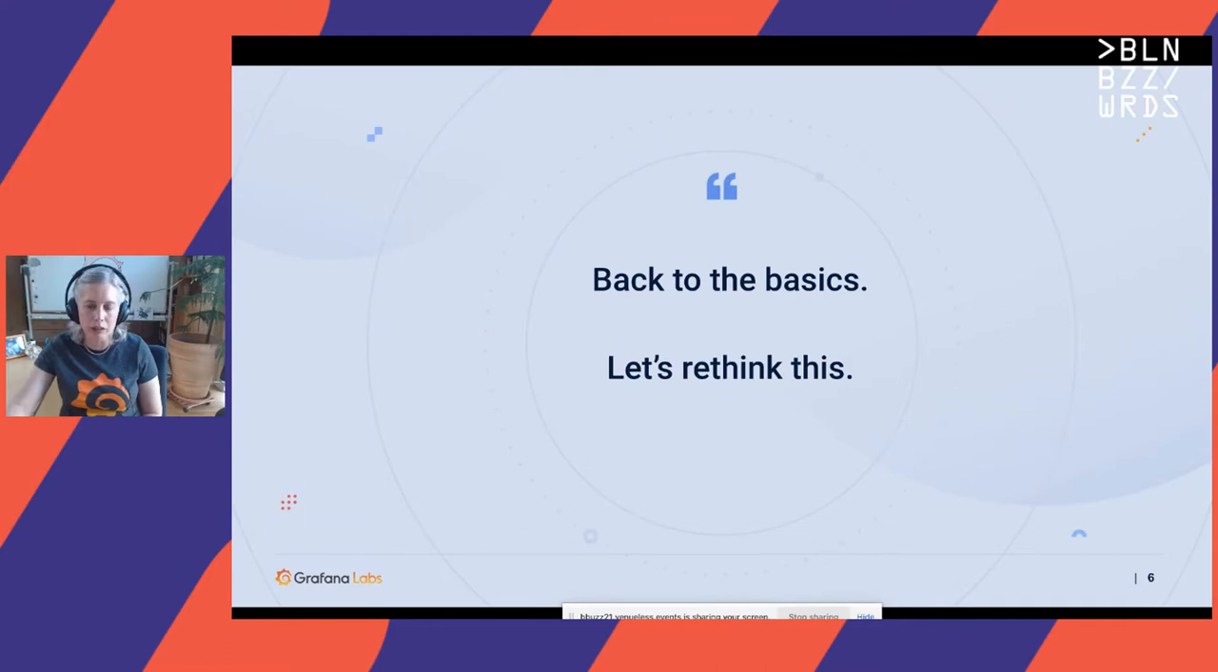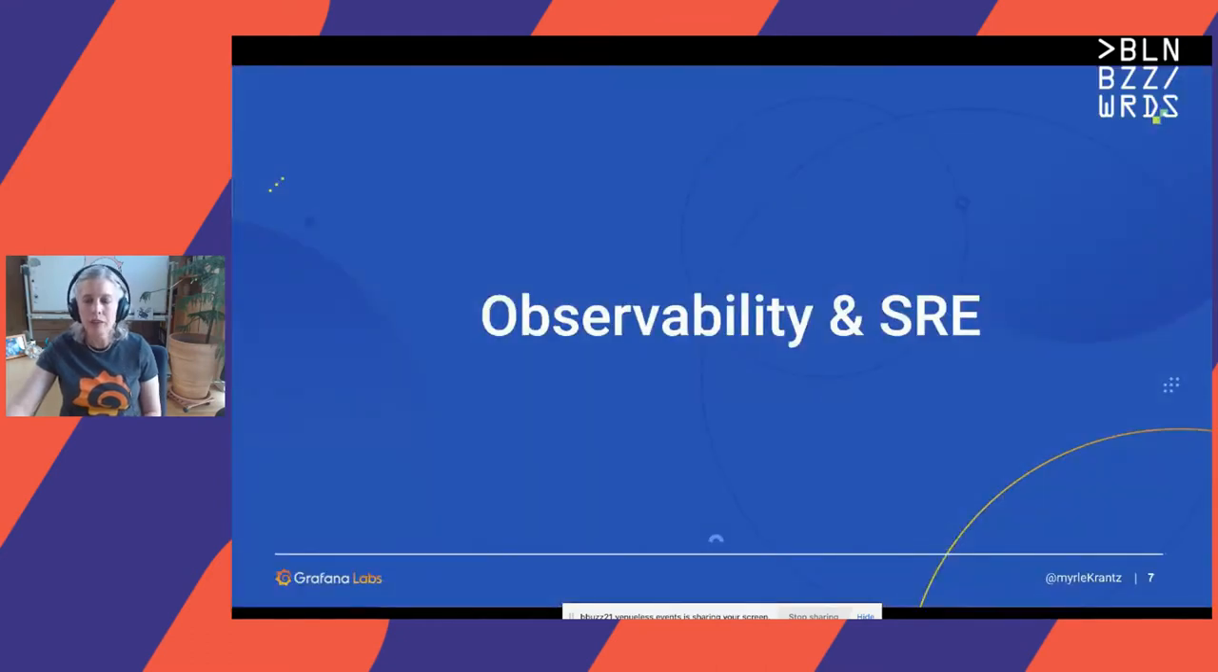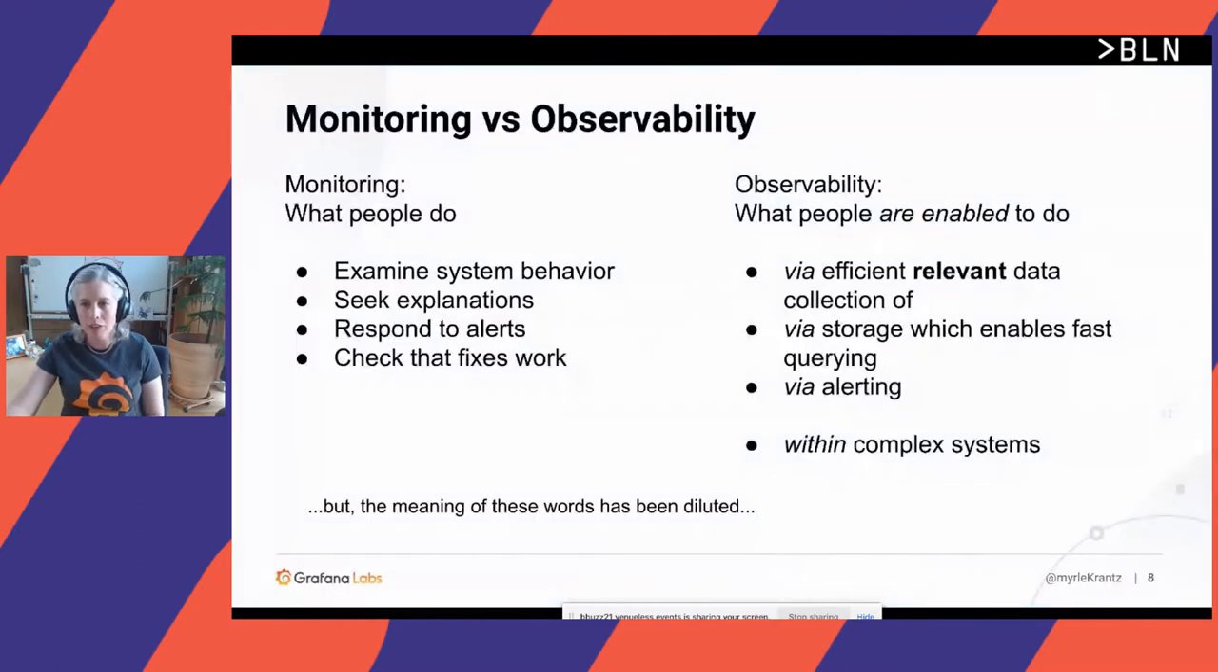What is observability? We need to get some definitions of some of these buzzwords in place. So monitoring versus observability. Well, monitoring is something that people do. People go and they examine system behavior. People go and they look for explanations for that system behavior. They're looking at the system behavior because they're responding to an alert, or because they made a fix and they want to make sure it works. So they're examining the response of the system now with these new conditions.